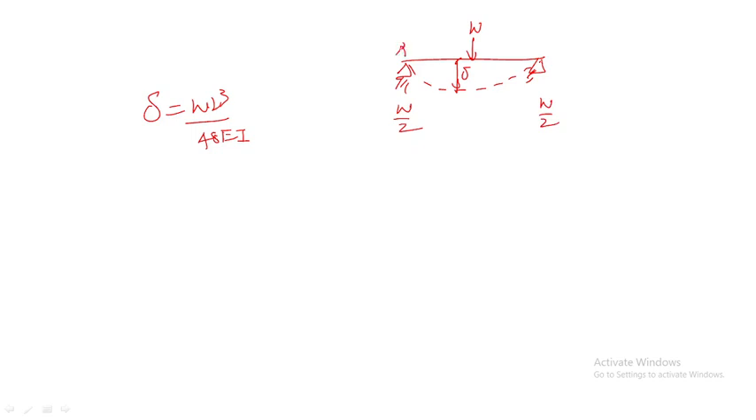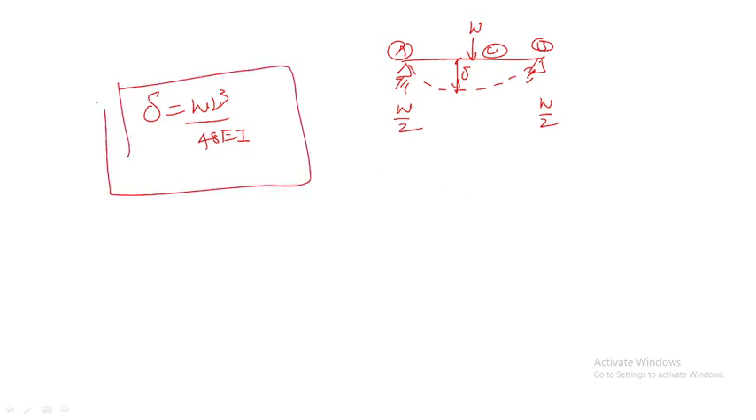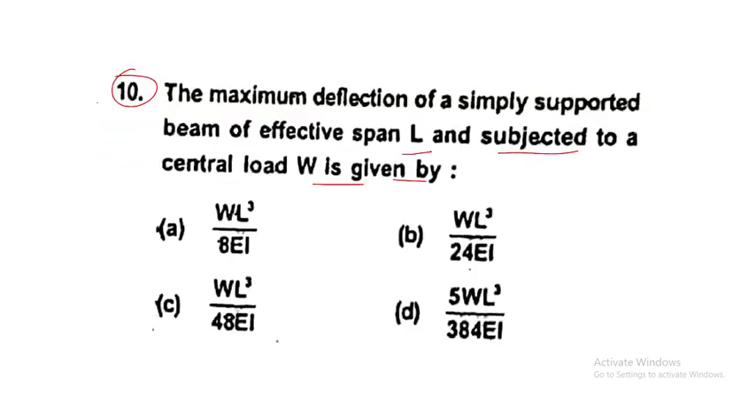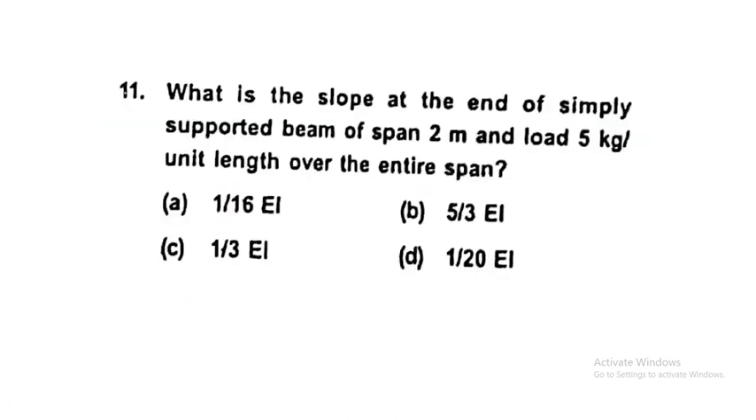So this is point A, point B, you know all these things. This is point C. So this is the value we required for the question, right? WL³ by 48EI is the answer for this question. Next question, question number 11.